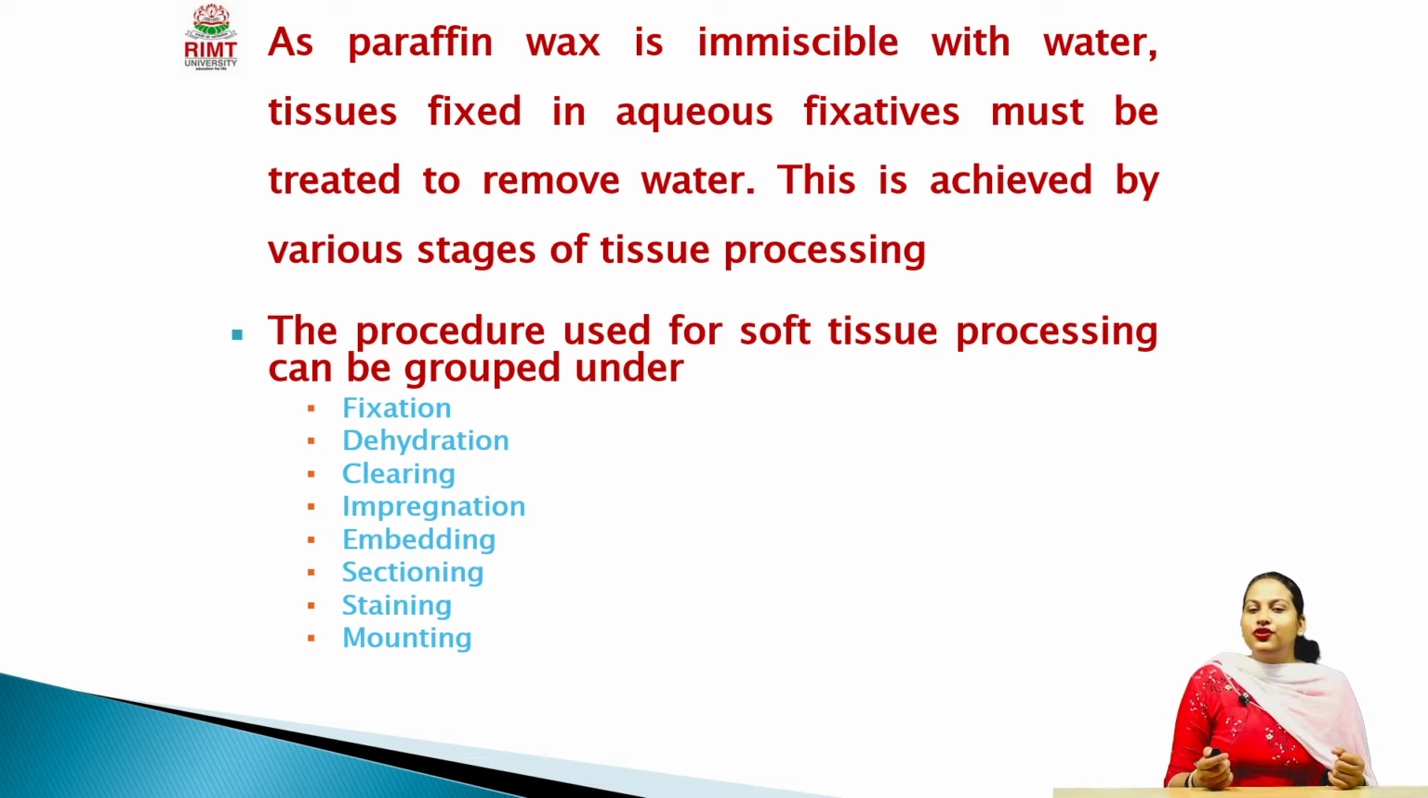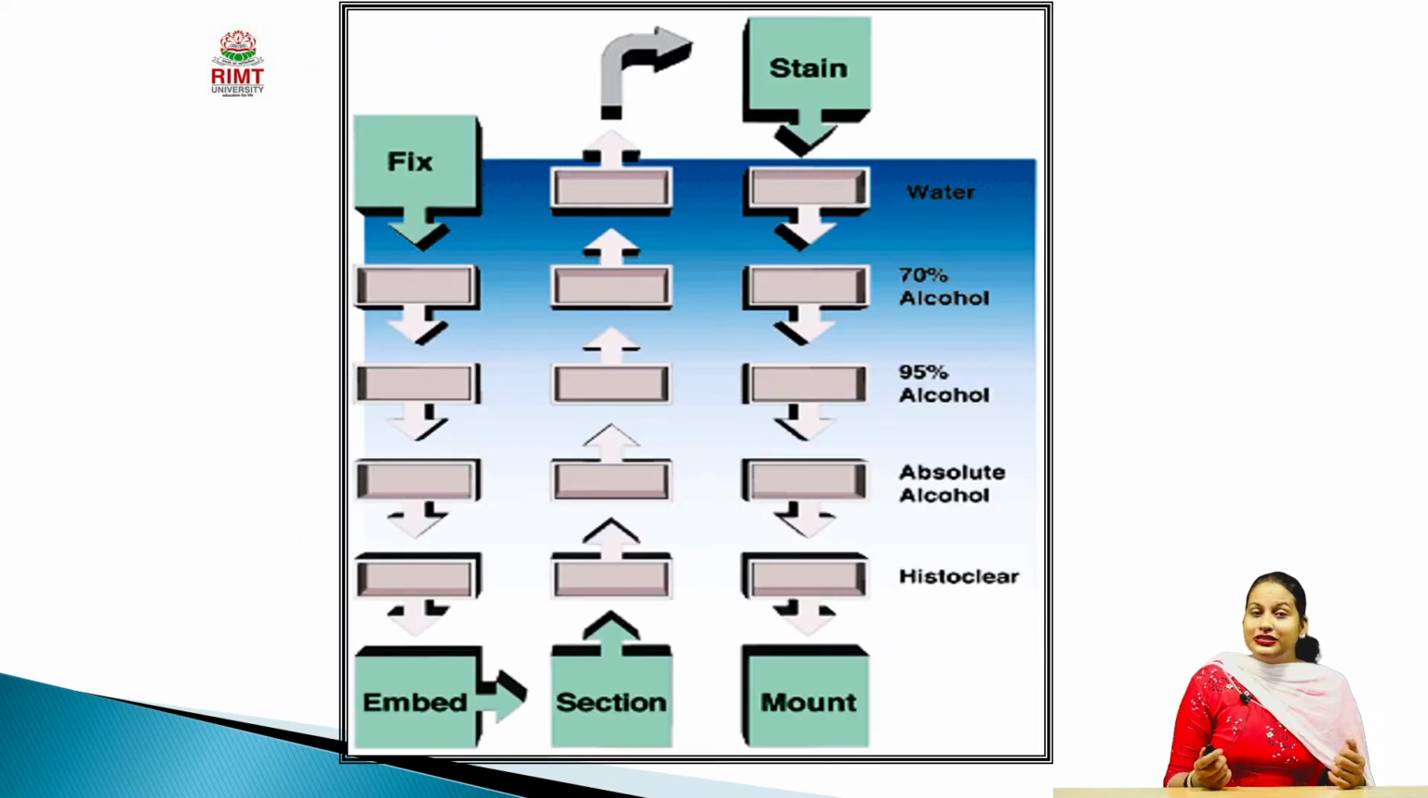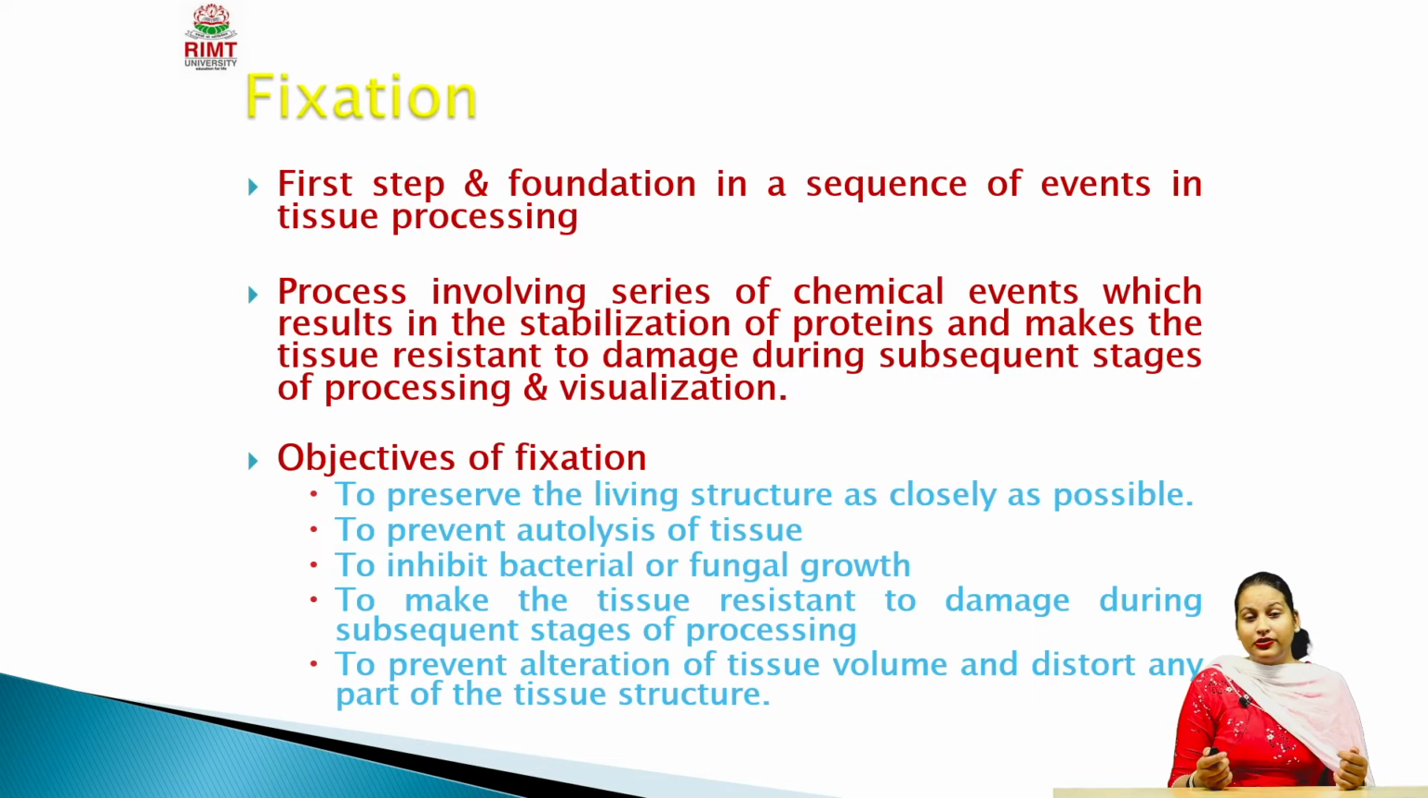So the procedure used for soft tissue processing can be grouped as fixation, dehydration, clearing, impregnation, embedding, sectioning, staining, mounting, etc. This is how you fix, then embed, section, stain and mount. The common steps use water and alcohol in increasing concentration, from 70% to 90%, so as to dehydrate the tissue sample.